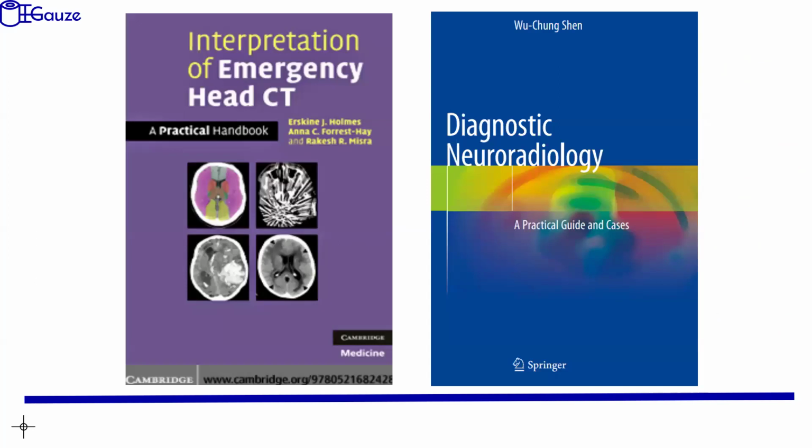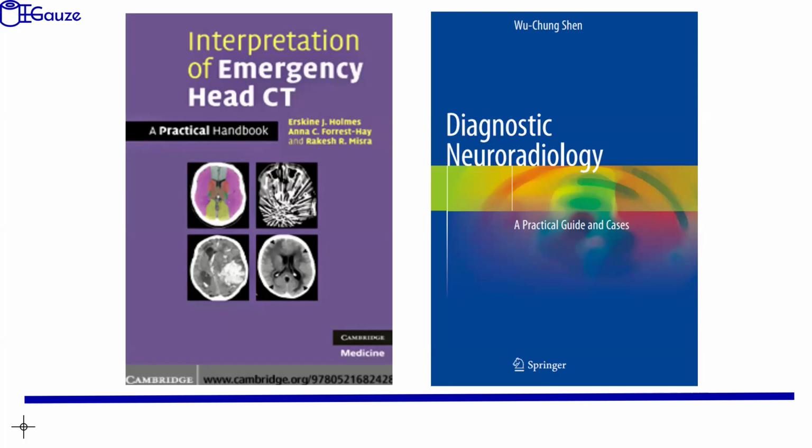Next is neuroradiology. Of course, diseases with their imaging presentation are very essential to know. And to be a smart neurosurgeon, you should be a good radiologist, or a neuroradiologist. You should know how to describe the MRI and CT appearances of the lesions. And I will recommend these two textbooks. The first one is Interpretation of Emergency Head CT.